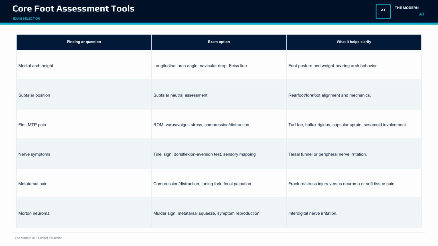That helps separate turf toe, hallux rigidus, capsular sprain, sesamoid problems, and arthritis. If symptoms sound neurologic, use sensory mapping, Tinel sign, and nerve provocation. If metatarsal pain is focal and load-related, consider fracture or bone stress injury and avoid aggressive testing. Tests should answer a question, not just fill time.